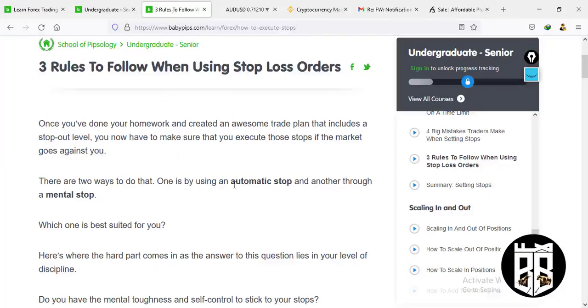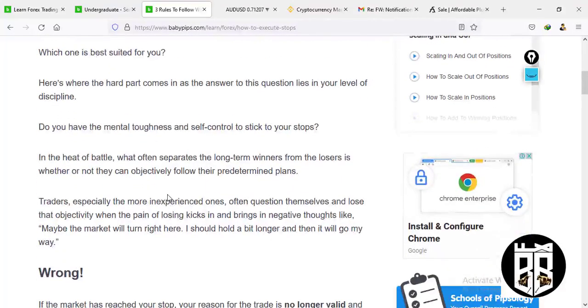So when you use automatic, which is what we have just done, it takes your profit or it hits your stop loss. Now other traders use a mental stop. That is to say, they just watch the market and say, okay, when it gets here, I'm going to close it from my mind. I know I'm not going to do this anymore, I'm going to close it.